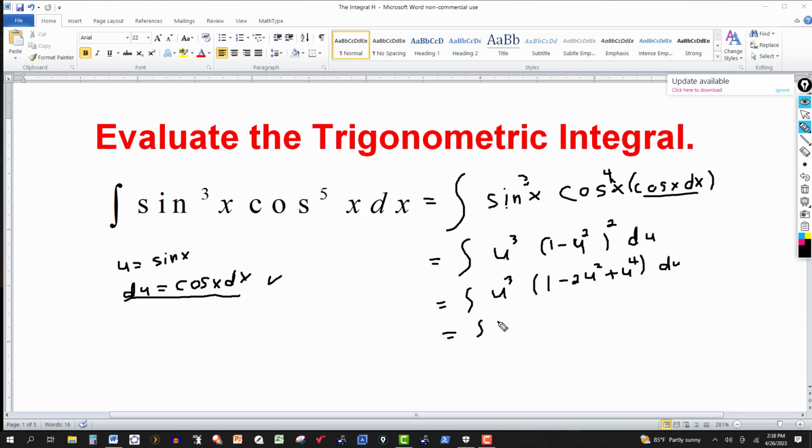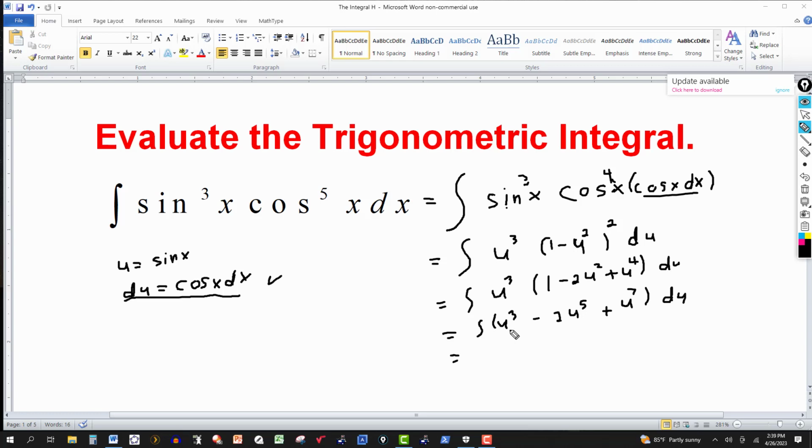So this will give me u to the third. Multiply the next term by u to the third, minus 2 u to the fifth, plus u to the third times u to the fourth, that's u to the seventh. So this simplifies to just taking the integral of a typical polynomial in u.